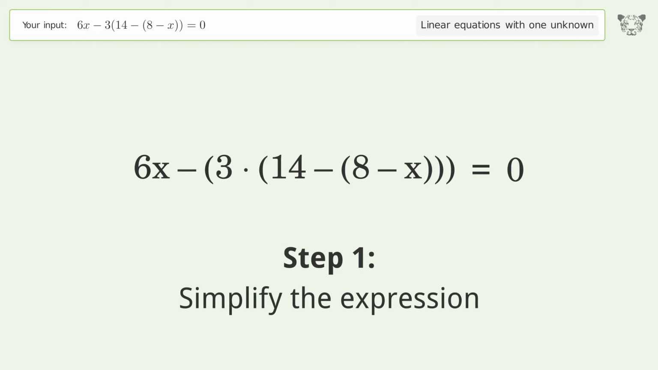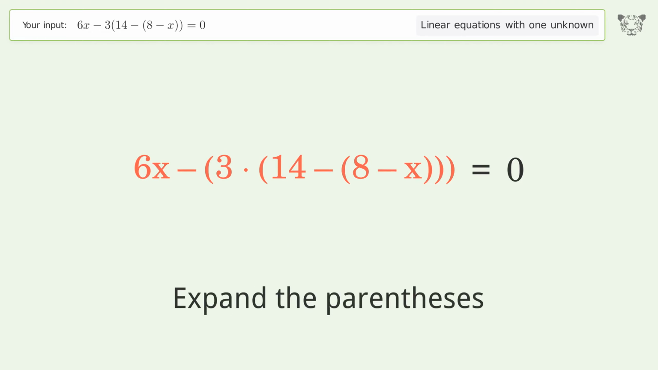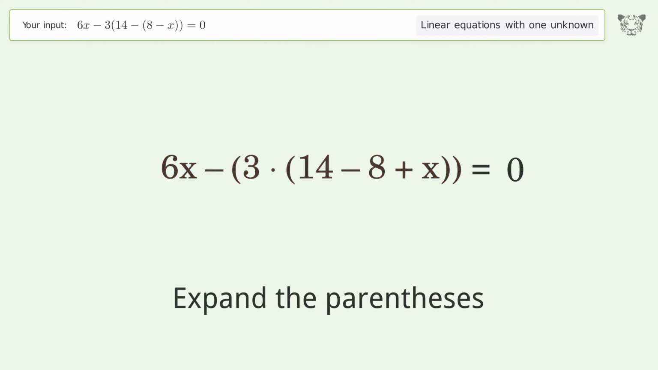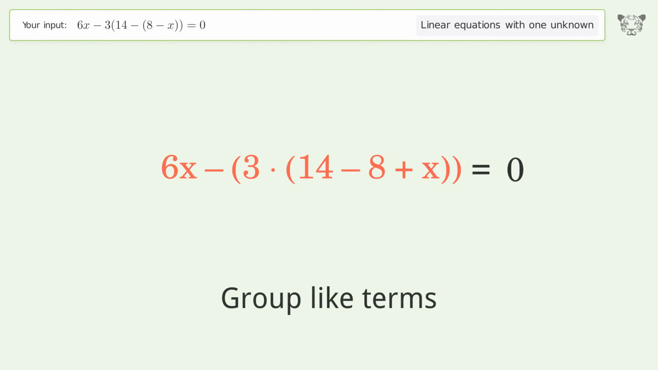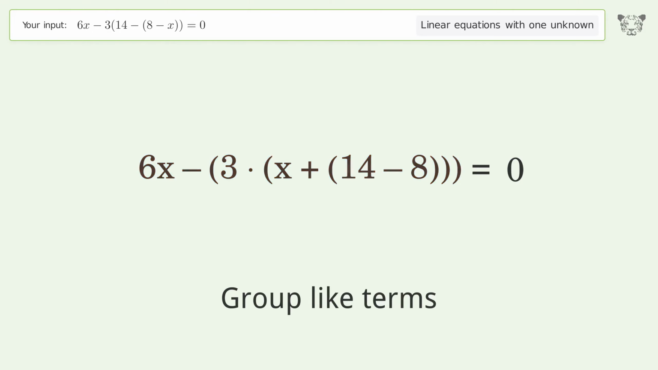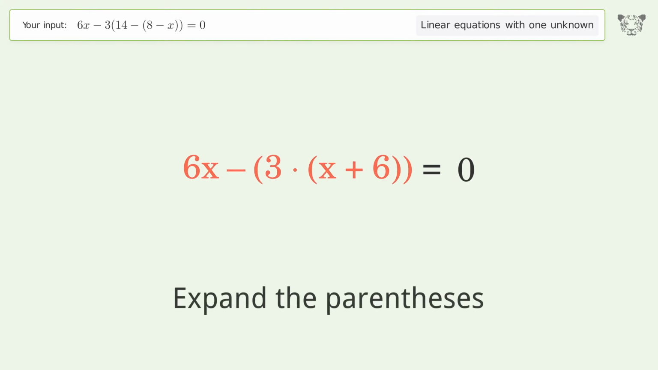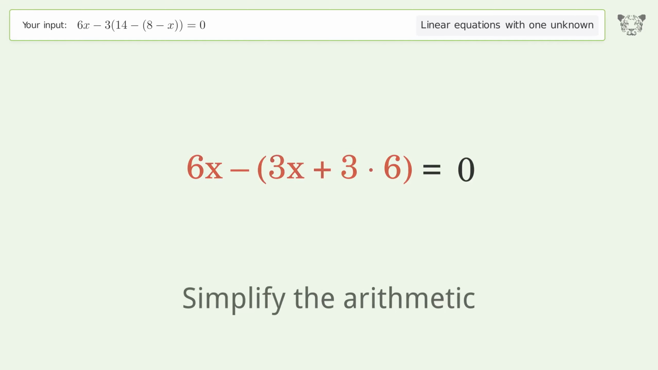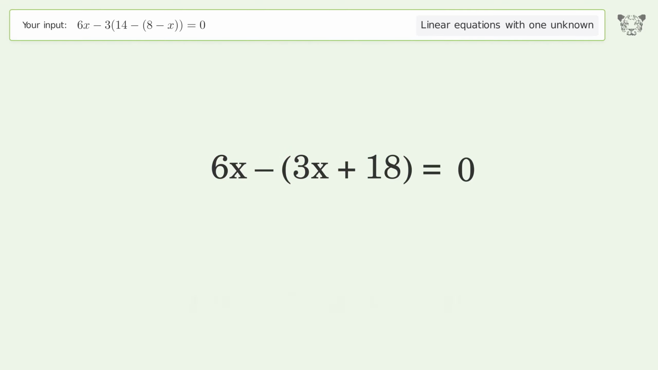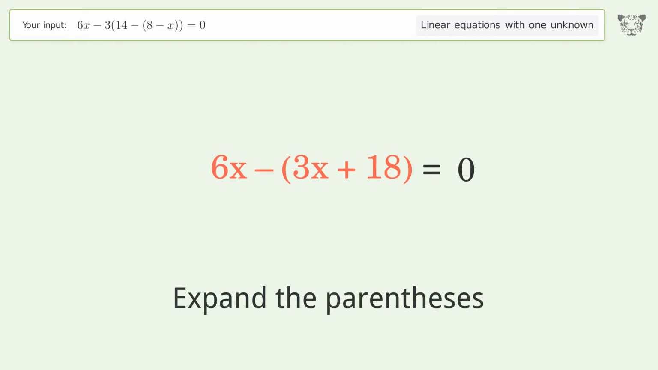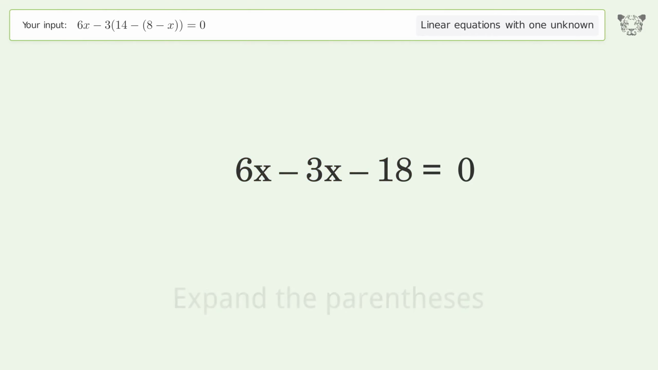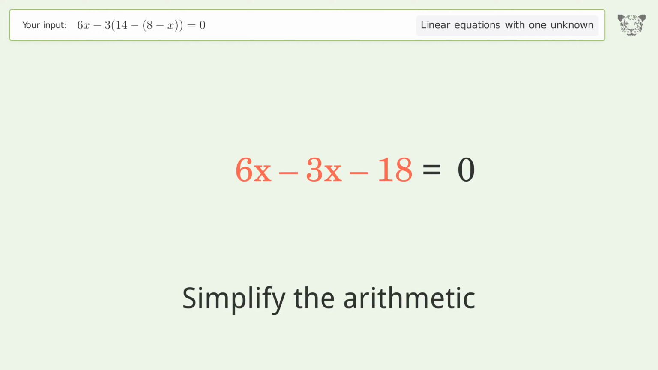Simplify the expression. Expand the parentheses. Group like terms. Simplify the arithmetic. Expand the parentheses. Simplify the arithmetic. Expand the parentheses. Simplify the arithmetic.